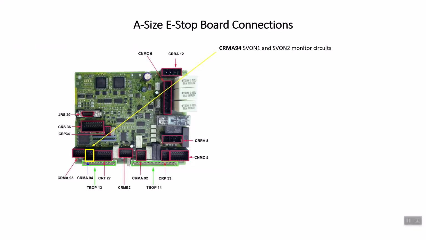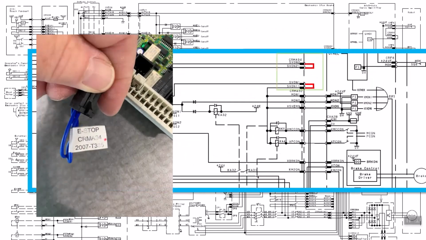CRMA94 connection is for monitoring servo on 1 and 2 bits, and were jumped out on this controller.